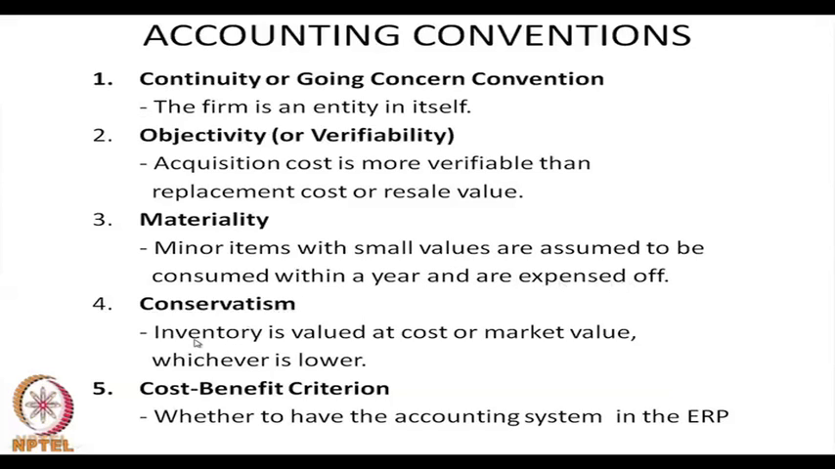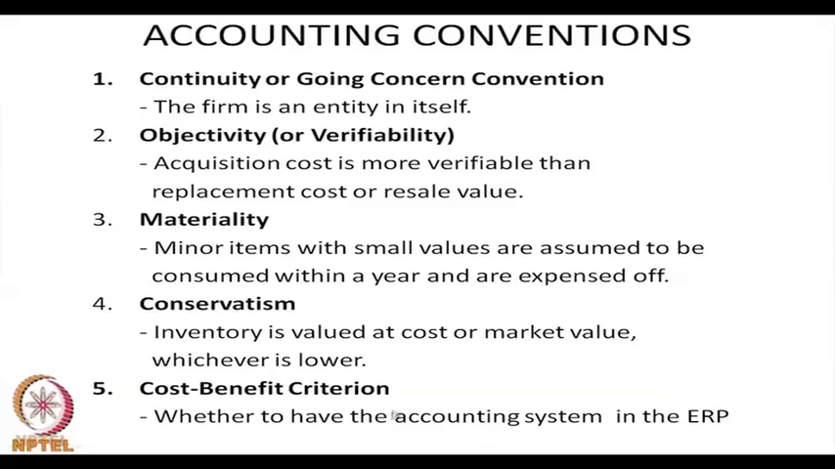Conservatism. Inventory is an item that will come in the balance sheet. It is an asset that comes in the balance sheet, and sometimes inventory is to be valued. Now, there are different ways of valuation of inventory. We shall discuss inventory valuation later, but one of the methods is to value it as the lower of its cost as appearing in the books of accounts or its market value, whichever is lower. So, the conservatism principle is usually followed when inventory is valued.